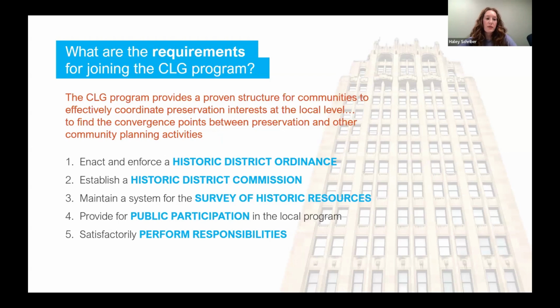Number 5 is to satisfactorily perform responsibilities. This means submitting an annual report where a community reports on how many Historic District Commission meetings have occurred or any updates to the local ordinance. You should also include your goals for survey, education, and outreach. Now, beyond these 5 requirements, it is ultimately up to the individual community how much they want to use the program.